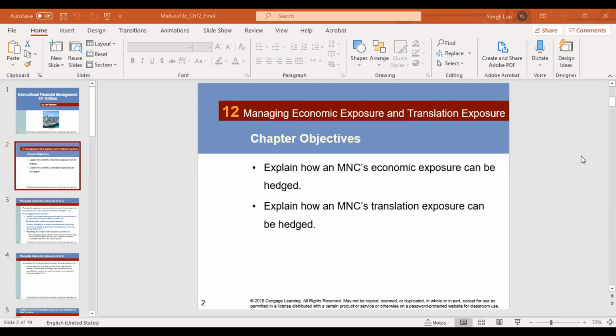Hello everyone, today we are going to learn Chapter 12, Managing Economic Exposure and Translation Exposure. The learning objectives include: 1. Explain how an MNC's economic exposure can be hedged. 2. Explain how an MNC's translation exposure can be hedged.